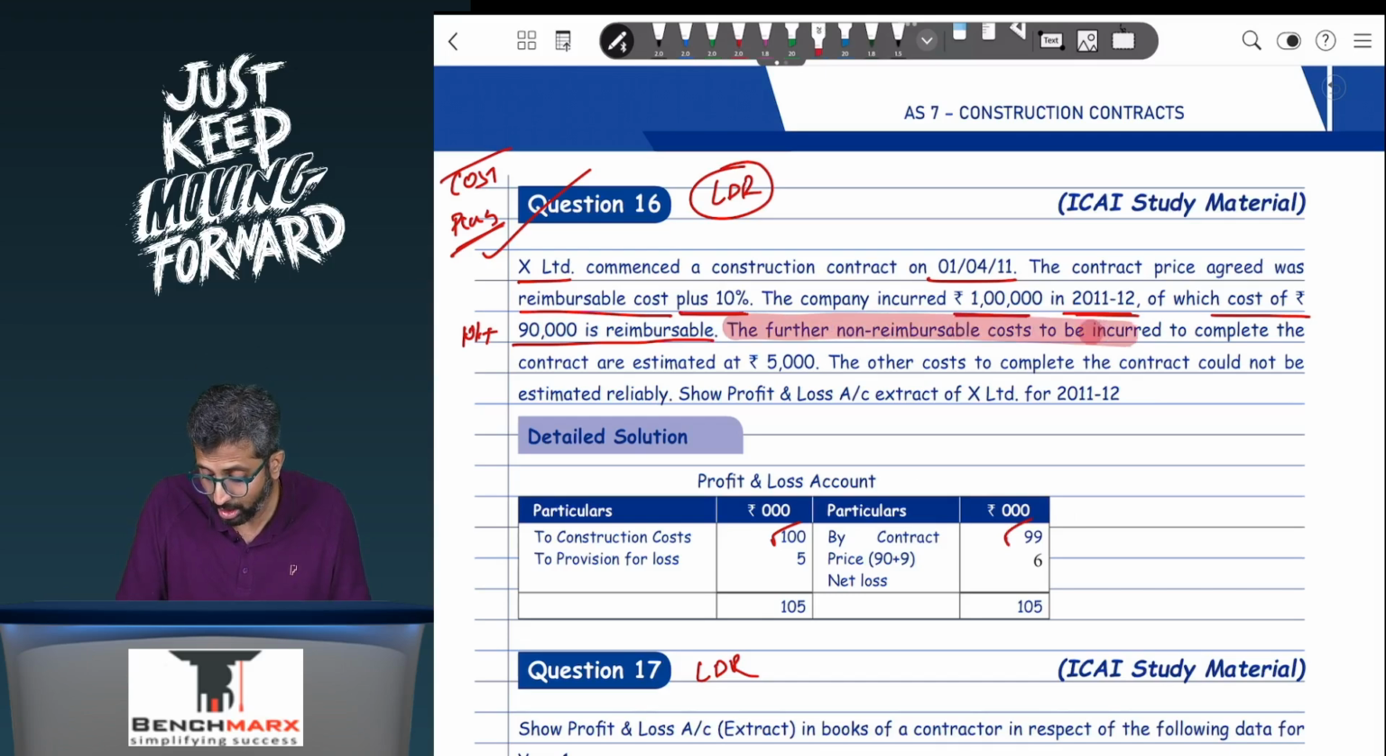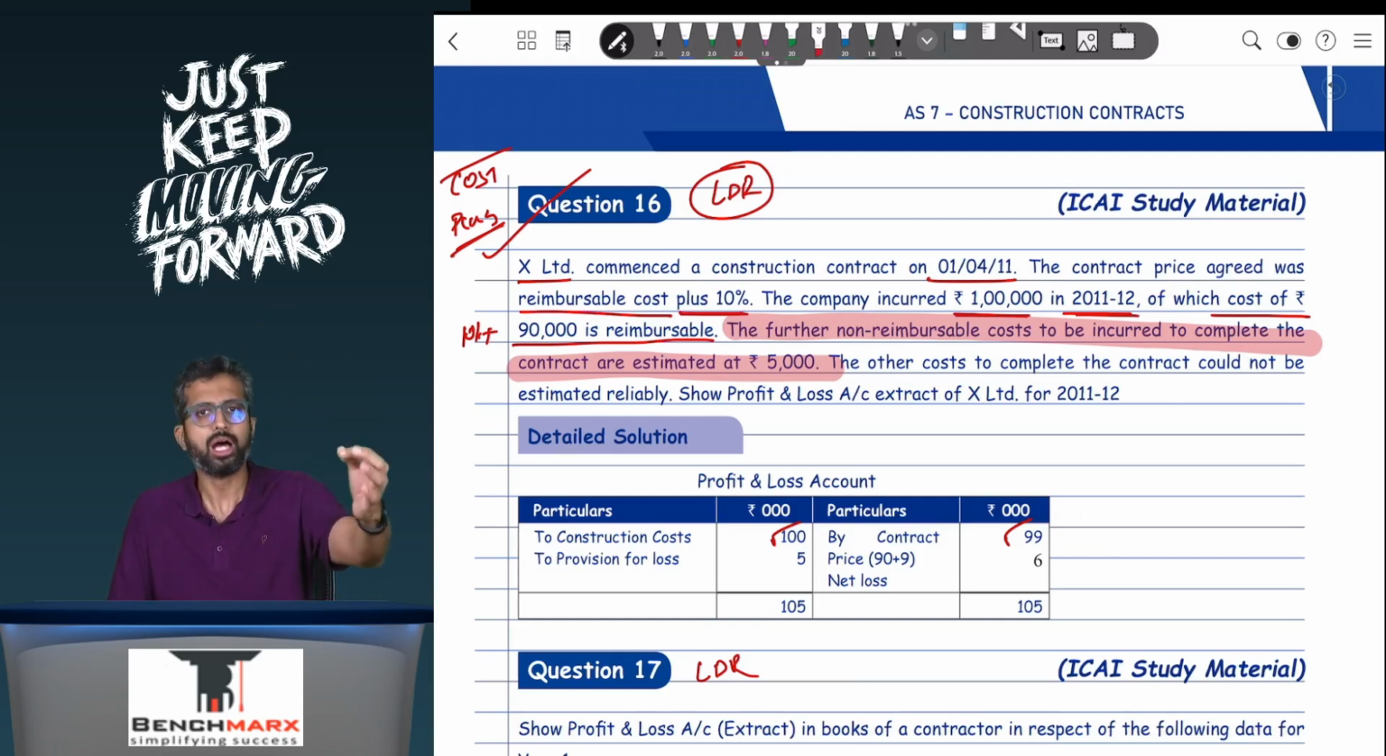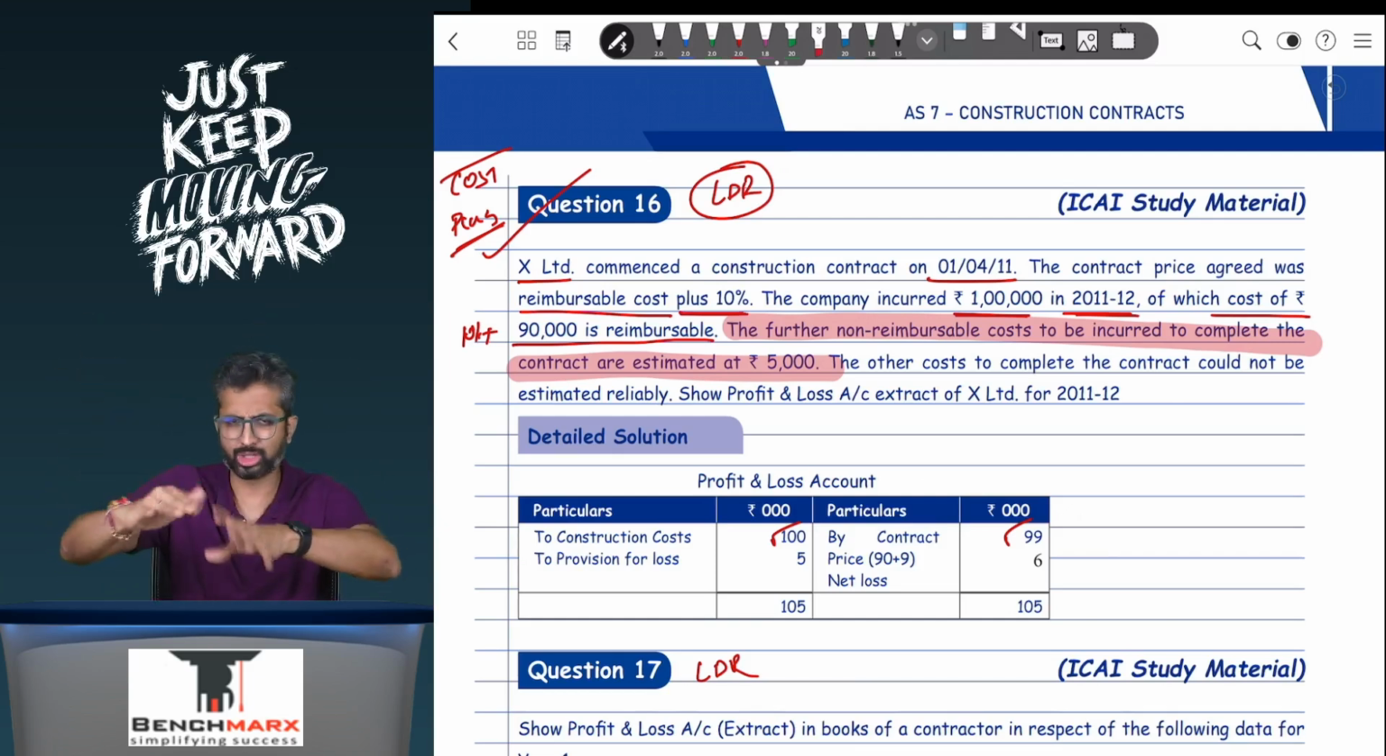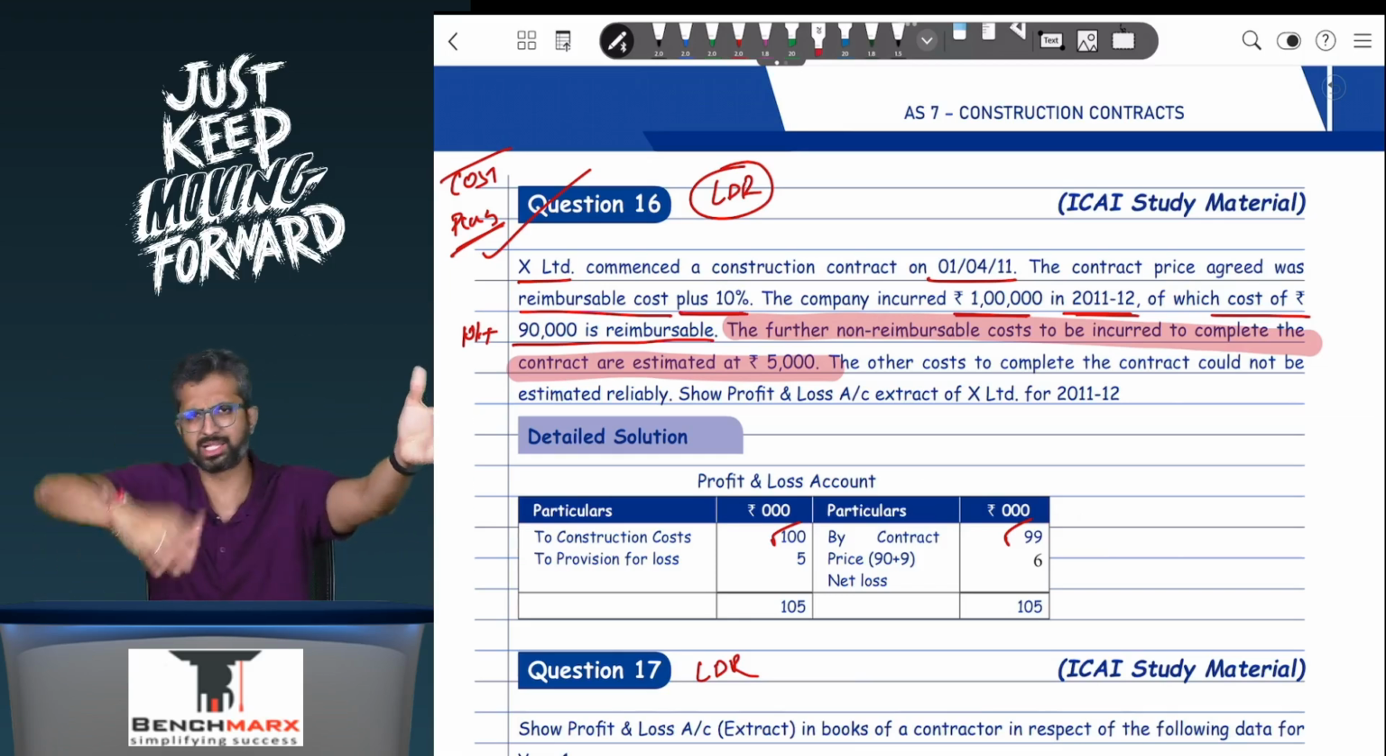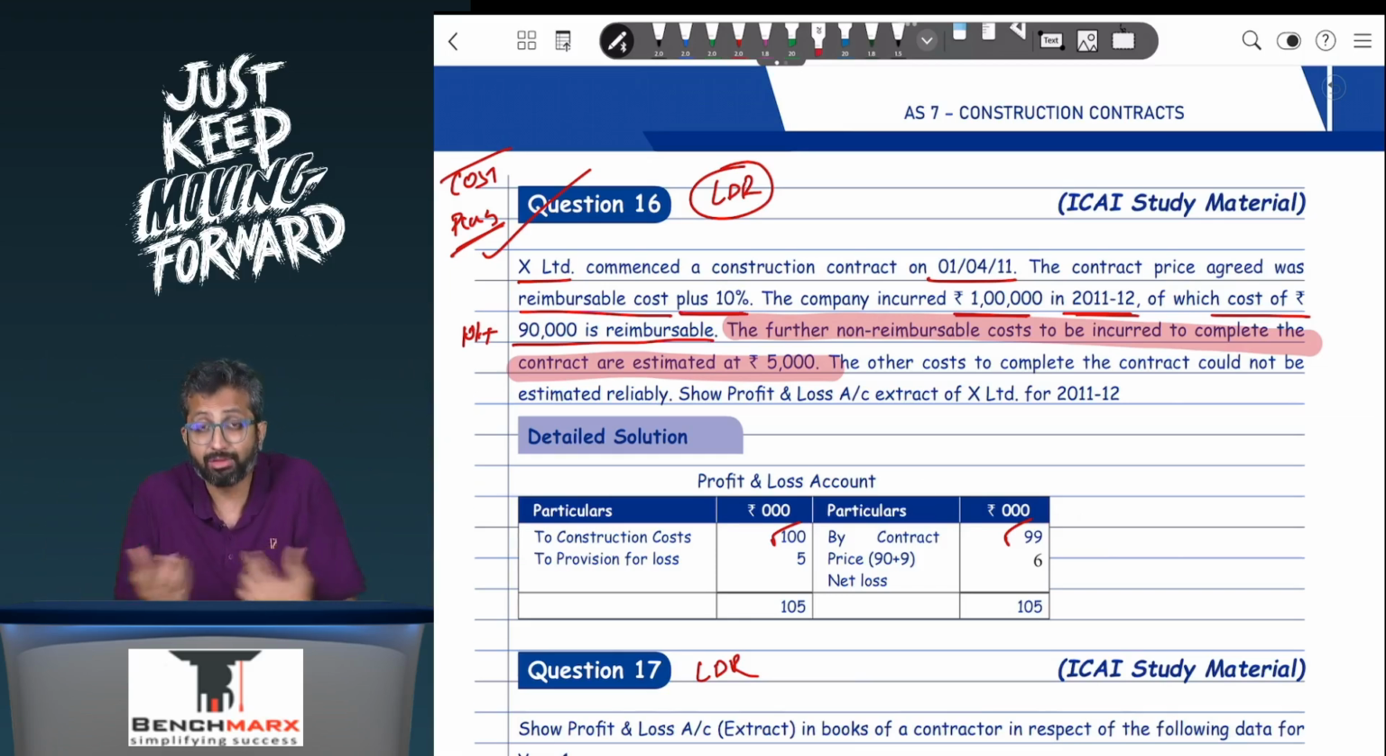The further non-reimbursable cost to be incurred to complete the contract is estimated to be 5,000. Now, reimbursable costs may be incurred in the future. When they are incurred, you will record them, and you will record the revenue as well. However, non-reimbursable costs, no matter what happens in the future, you are not going to get reimbursement, and hence, ideally, as per the ICAI solutions, you will create a provision for losses of this 5.